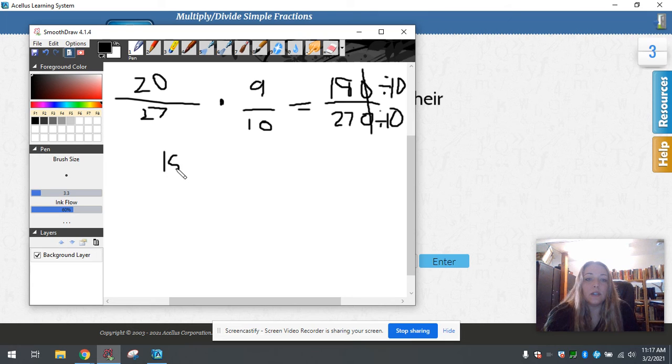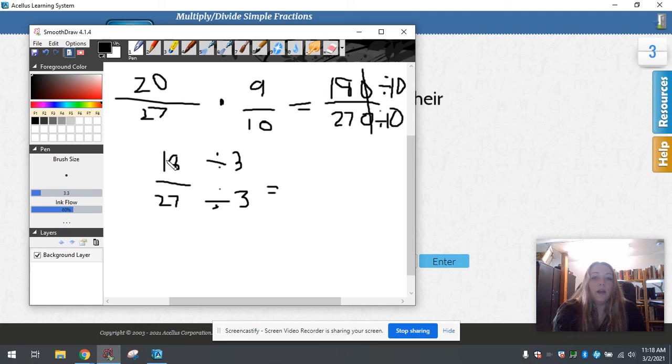I know 18 and 27 are not both even numbers, but since I know my multiplication facts, I know they're both divisible by 3. So I'm going to do that. Just like when balancing an equation, what you do to one side, you do to the other. With fractions, what you do to the top, you do to the bottom, or what you do to the bottom, you do to the top. So we're going to divide both the top and the bottom by 3. 18 divided by 3 is 6. 27 divided by 3 is 9.